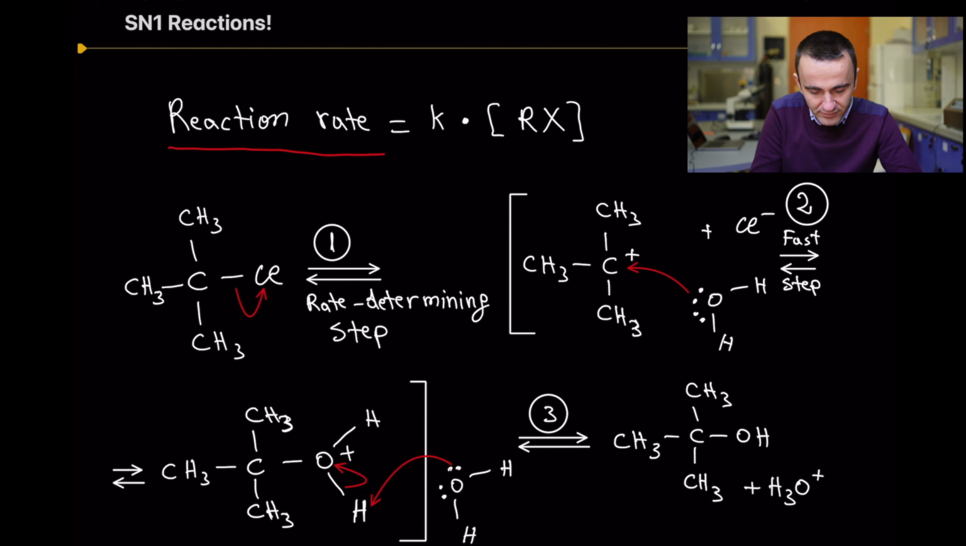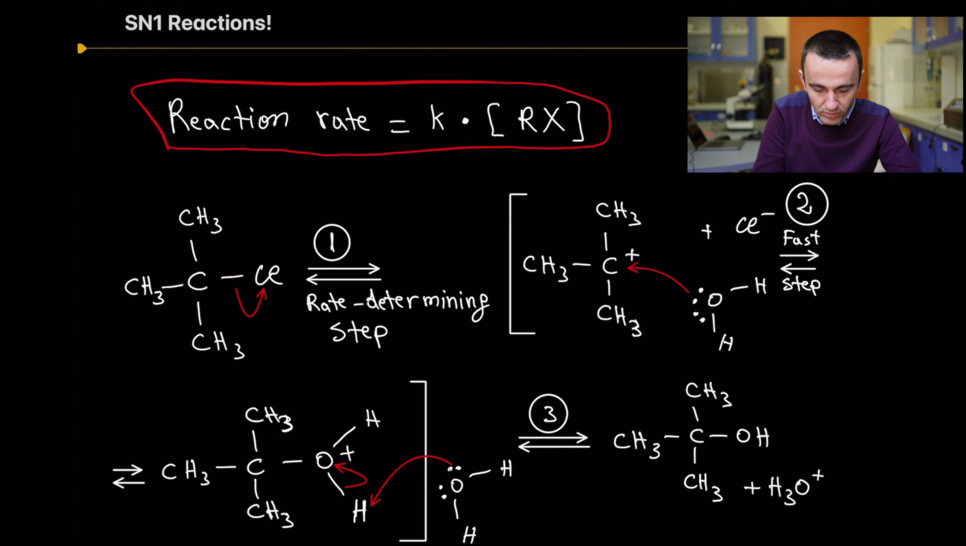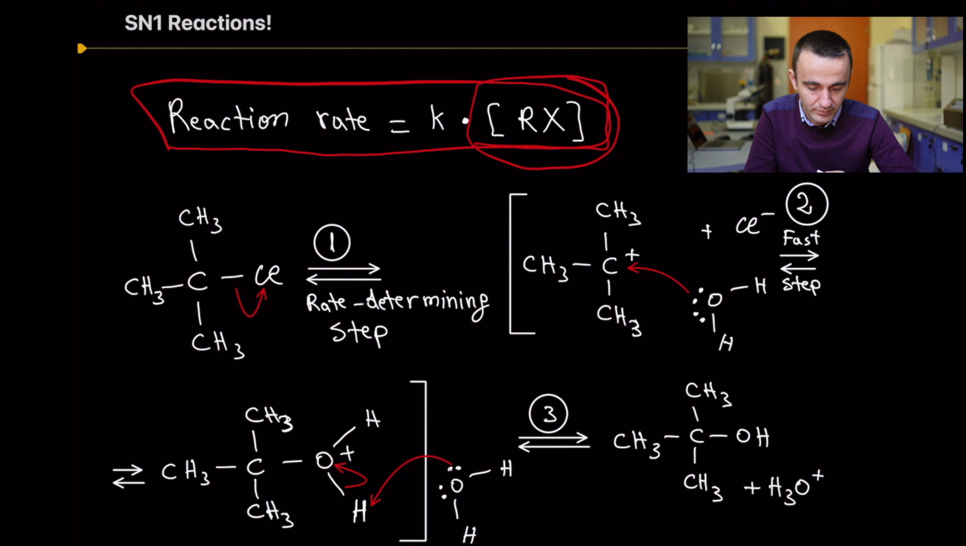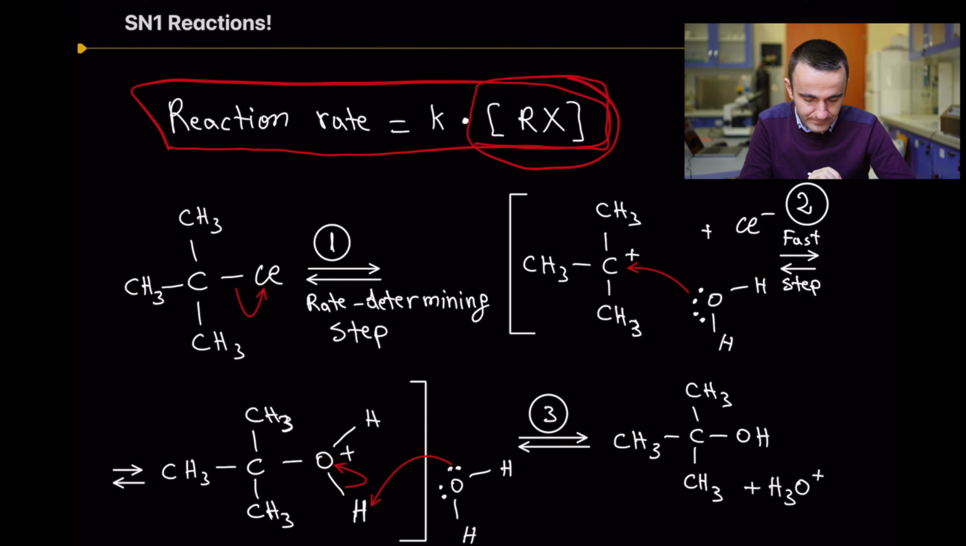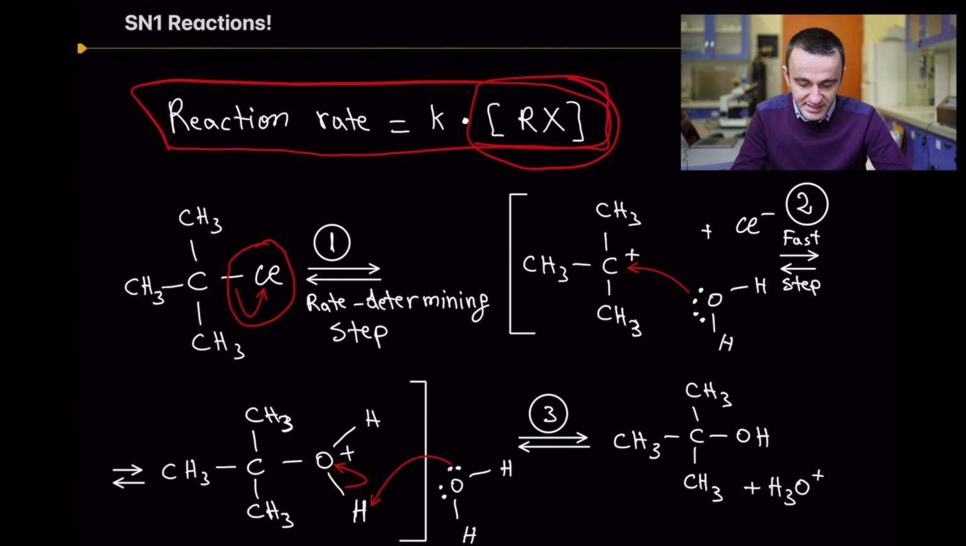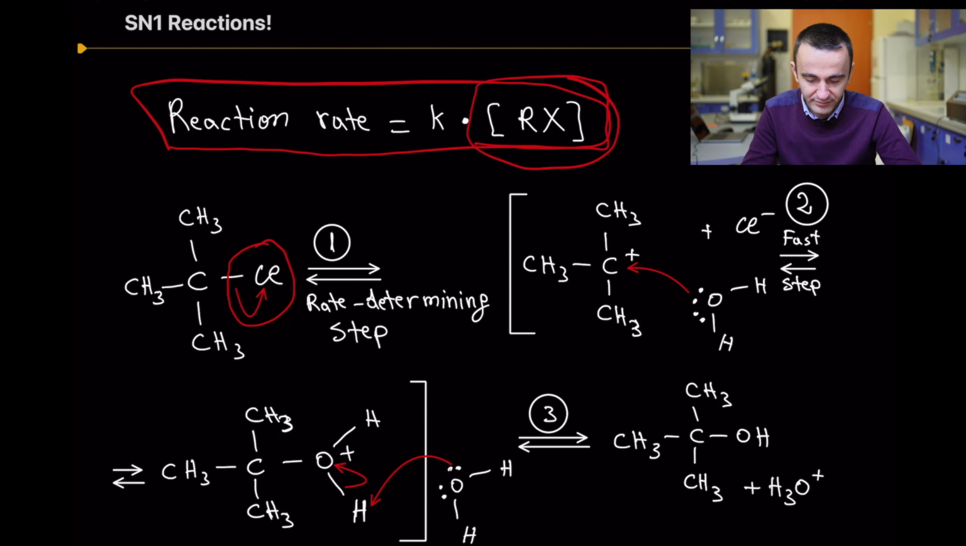Let's take a look at this scheme on the iPad. As you can see here, the rate of the reaction depends only on the concentration of the alkyl halide. The nucleophile is not present. As for the mechanism, the rate determining step is the speed at which the leaving group goes away, in this case the chloride ion. The step at which the nucleophile bonds to the carbocation intermediate is a fast step.